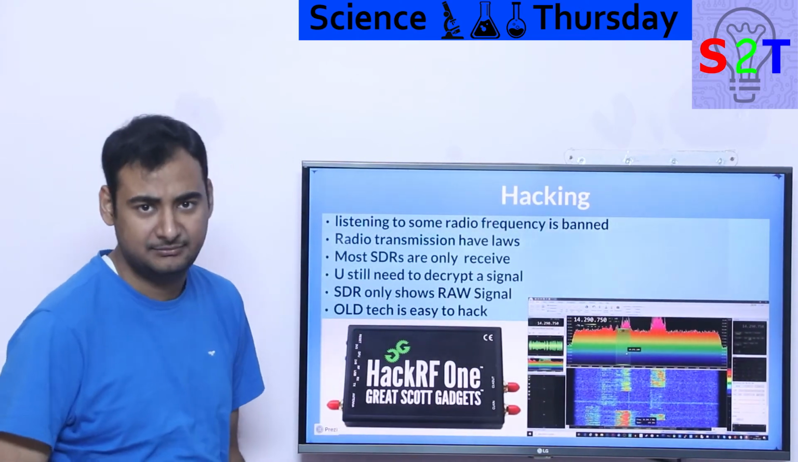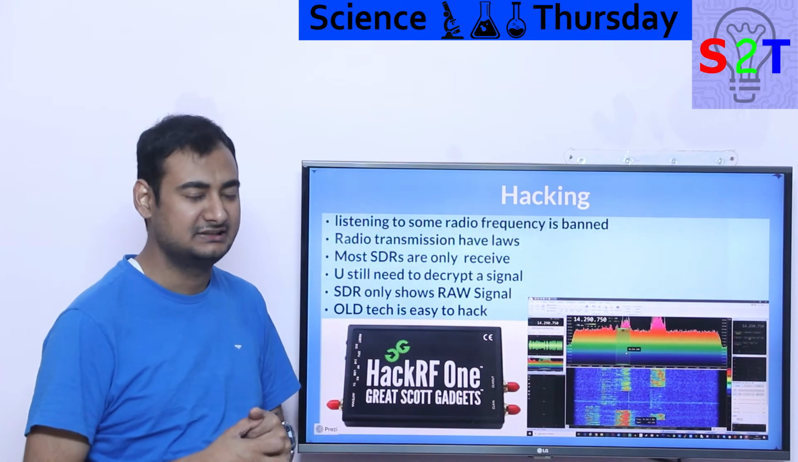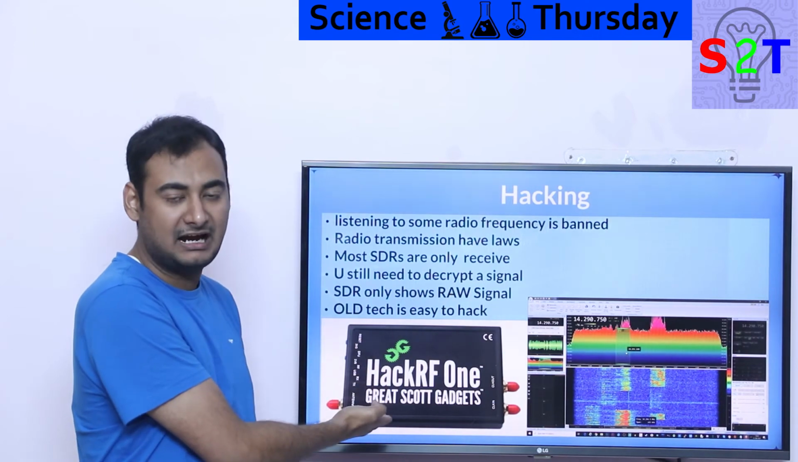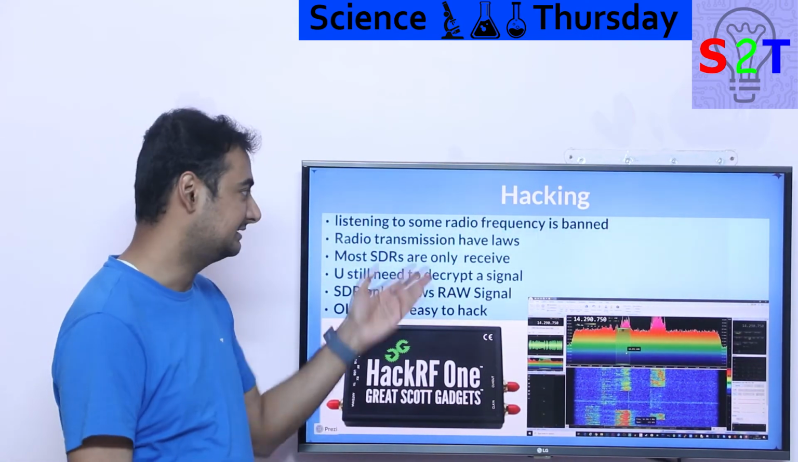Then we come to the hacking part of it, because SDR is generally associated with evil things and hacking things, and because of the movies and TV shows, people think this is hacking. And not to mention, there is a freaking piece of hardware that is actually sold as HackRF One. Every Tom, Dick and Harry thinks this is about hacking.